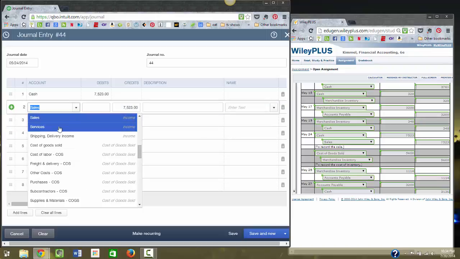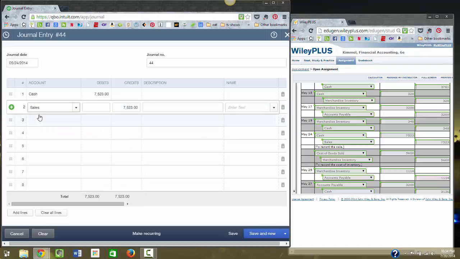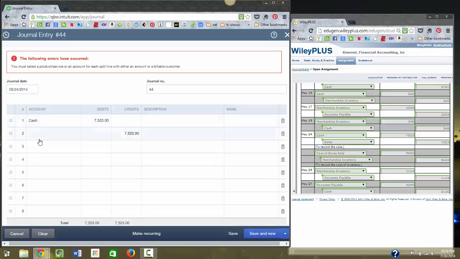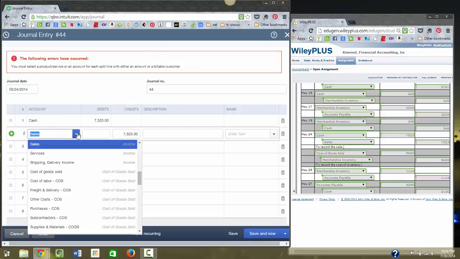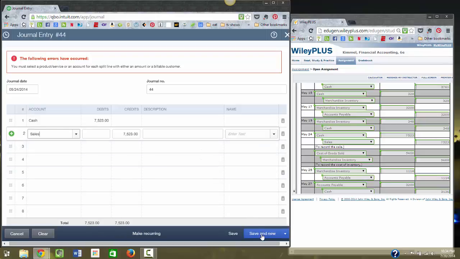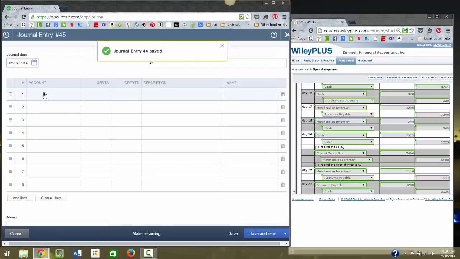For some reason, it really does not like to take this category. I'm probably going to have to come back and correct it. I've had to do this in the past. Yep. Okay, so we're going to come up here, hit sales, enter, and try this again. Okay, try it again. There we go. It took it. It only does that with that particular account.